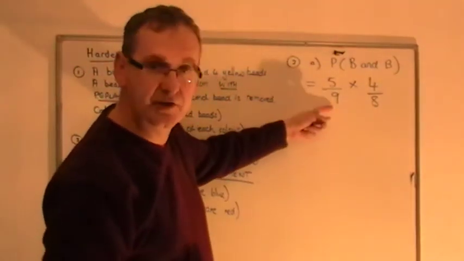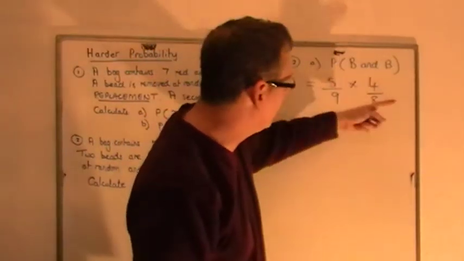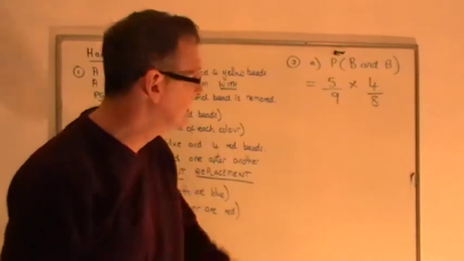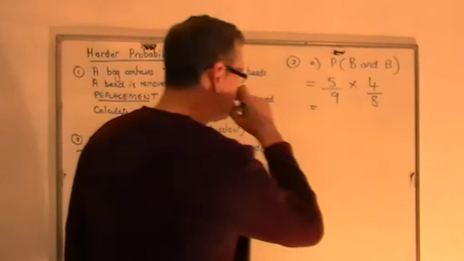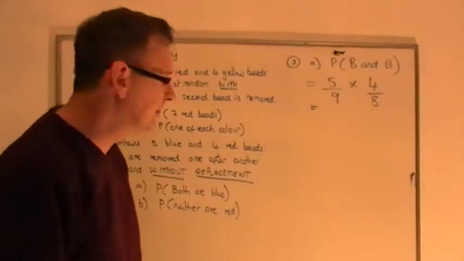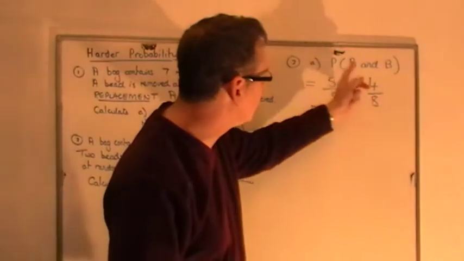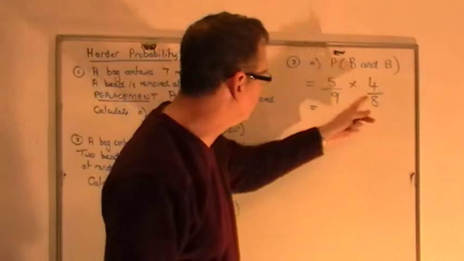5 out of 9 in the first go, but to get a blue on the second one, there's only 4 left out of only 8 beads left. So that's the calculation you need to do for this. So it's slightly different to last time. Last time when you had with replacement, these figures stayed the same if it was the same colour. But here they change. That goes down by 1, that goes down by 1.